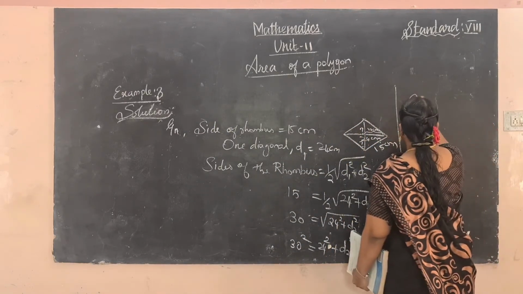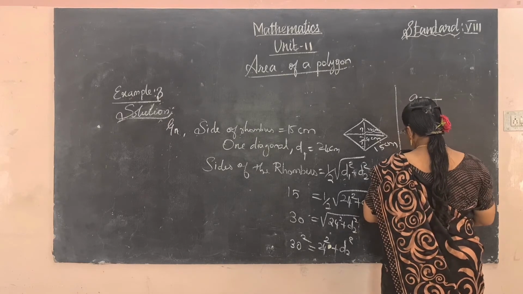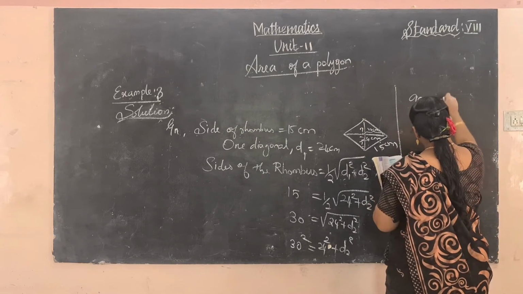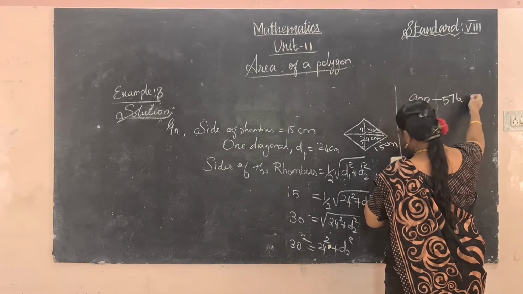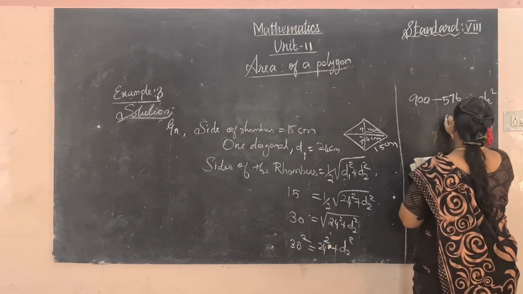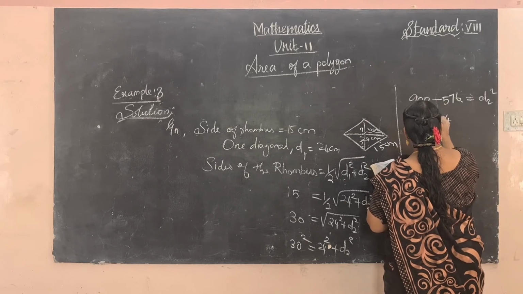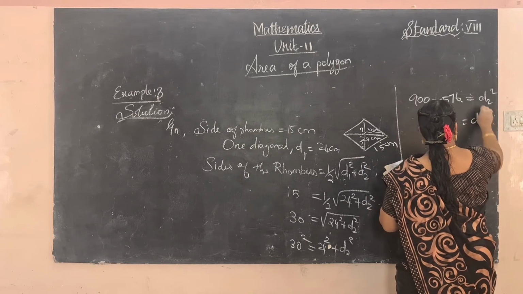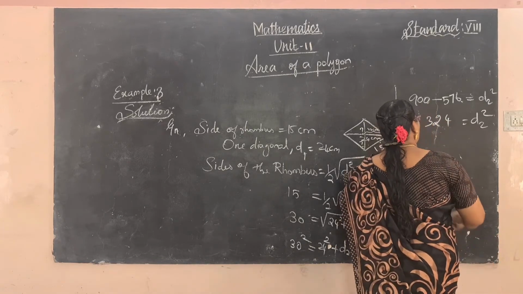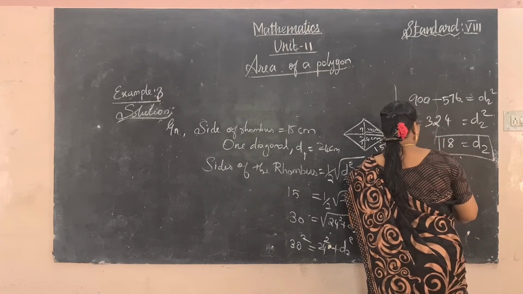So 30 square is 900, minus 24 square. What is the value of 24 square? 576. So 900 minus 576 is 324, which equals d2 square. So d2 is the square root of 324. 18 squared is 324, so d2, the diagonal, is 18.